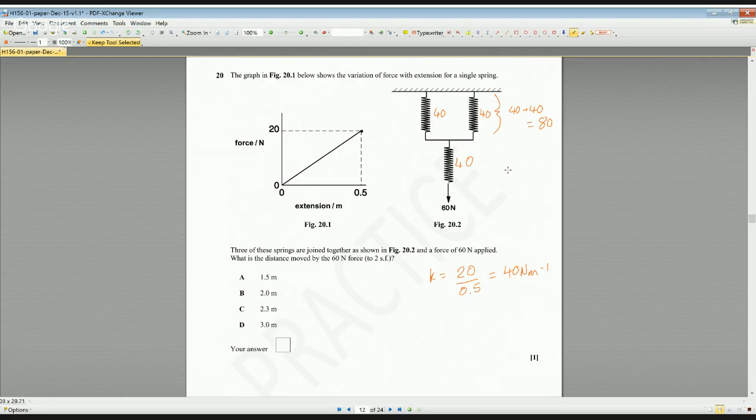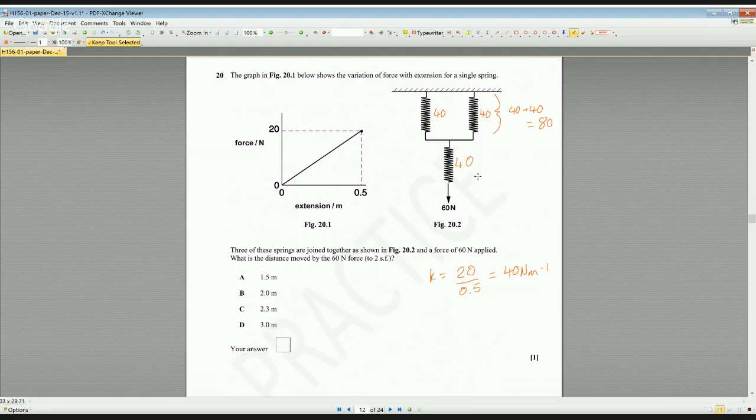Now, just pause for a second and run a sanity check through this. It makes sense that 2 springs in parallel would feel stiffer. You'd have to apply more force to extend them than just 1 spring on its own, which makes sense here. We've got a bigger spring constant, therefore a higher stiffness. So 80 for that.